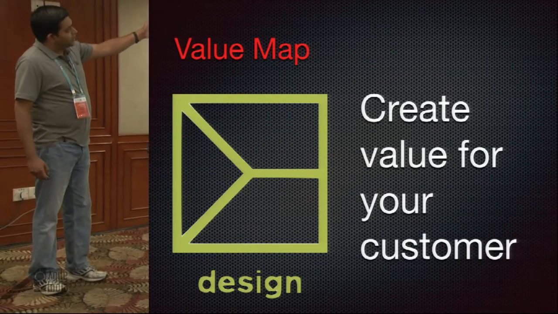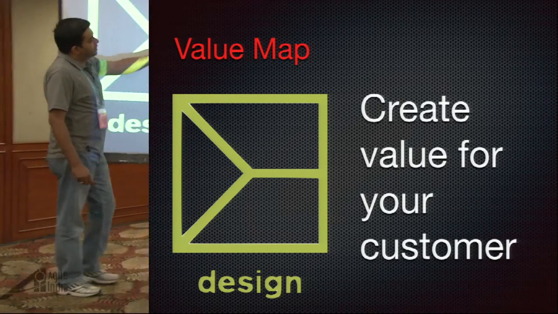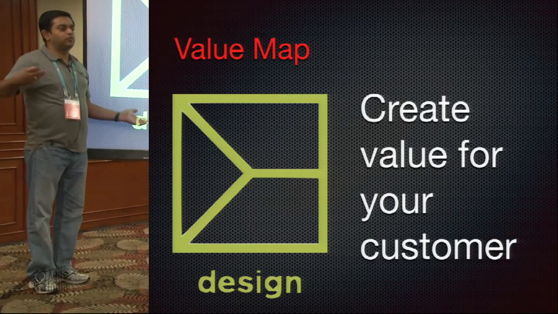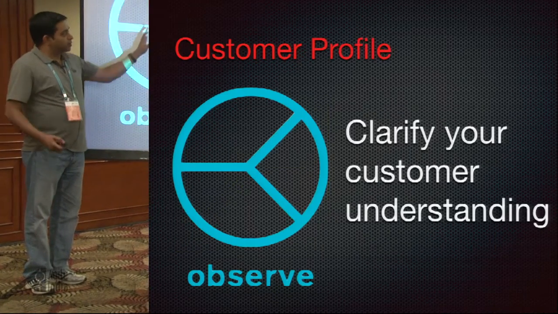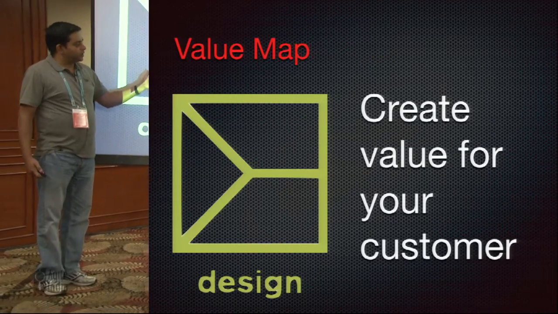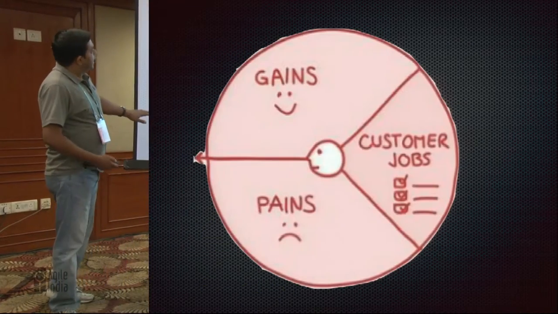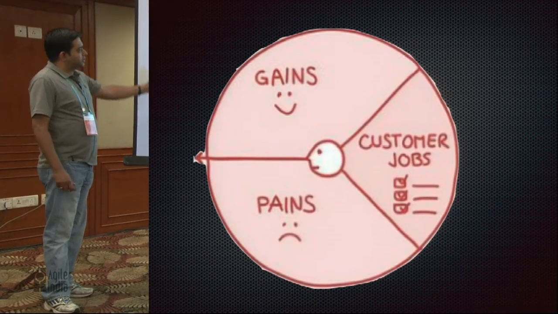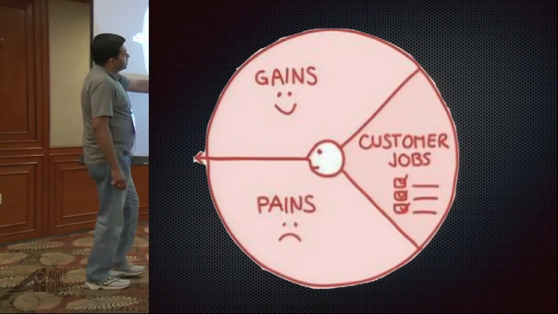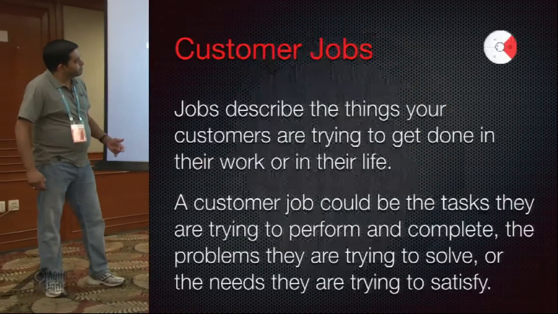The value map is the other square on the left side, which is basically creating value for your customer, which is how we design based on how we have understood the customer. So the blue circle is what the customers are, and the yellow box is how we are going to design it for the customers, right? Now the circle itself has three quadrants: customer jobs, gains, and pains. Let's look at each one of them.